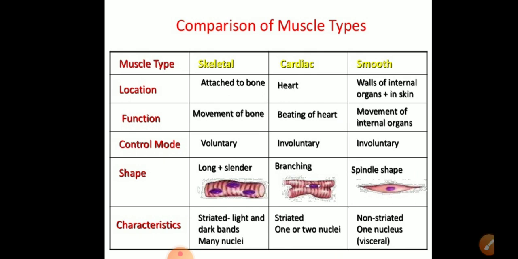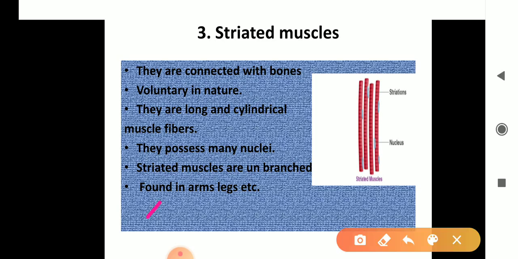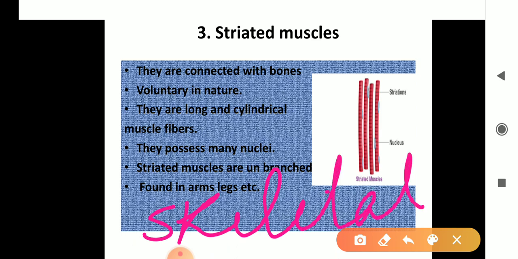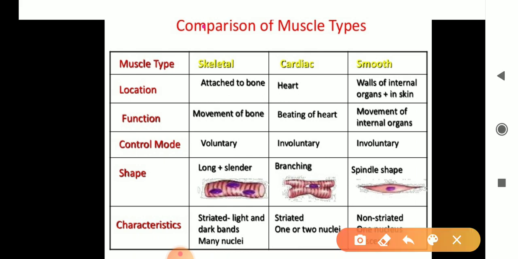In this, it is the comparative study, a comparison between the three types of muscle. Now see one by one. The first is location. First is skeletal muscle. One more thing: this is also called striated muscle because it is directly attached to the bones. That's why it is also called skeletal muscle. Now see the difference between these three. First is skeletal, that is, striated. Now, first is striated or skeletal, second is cardiac, then third is smooth.